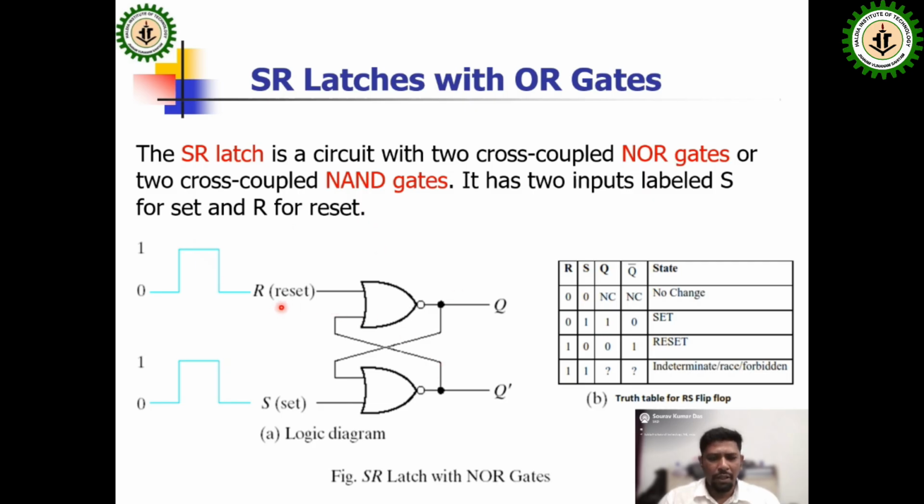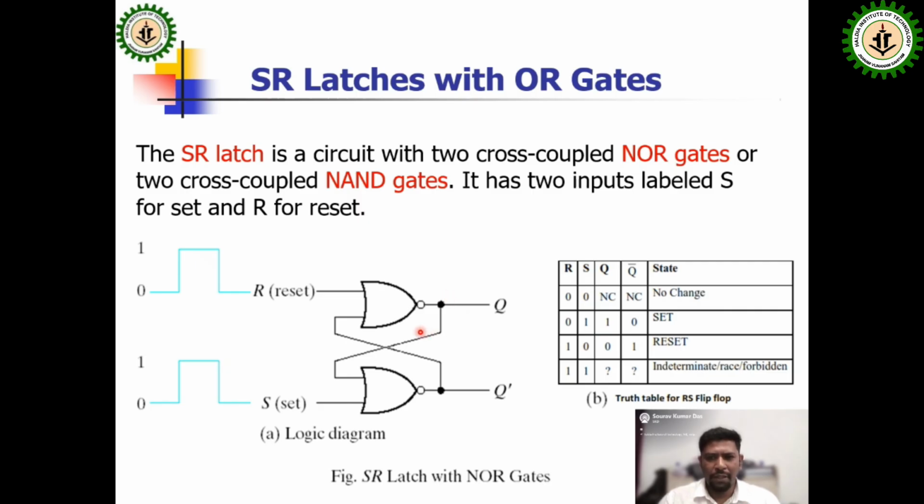You can see here the R and S inputs on the first NOR gate. This is the R input. One input is R, and another input comes from Q bar. This is the output to input, which is the concept of feedback. And for the other NOR gate, S is the input, and another input comes from the normal output Q of NOR gate number 1, which is fed to NOR gate number 2. So this configuration is an example of an SR latch.